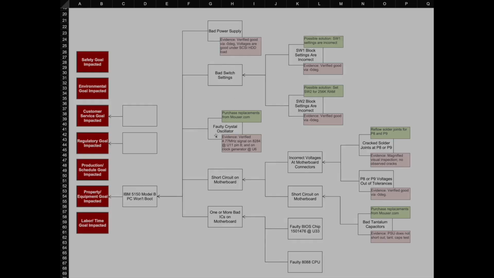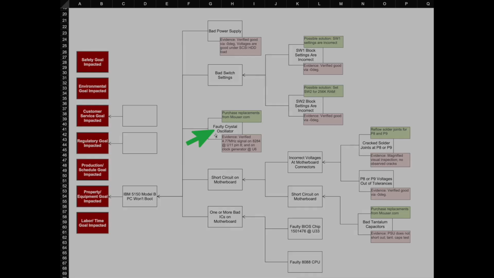Next, we took a look at the crystal oscillator. The crystal oscillator, along with the clock generator chip on the motherboard, that's chip 8284 at position U11, we know that those are good because the crystal oscillator was generating a 4.77 megahertz signal at pin 8 of the 8284 clock generator chip, because we saw it with the oscilloscope, excuse me, with the multimeter, oscilloscope, whatever that device is called over there. We were seeing the 4.77 megahertz signal. So we know that was good as well.